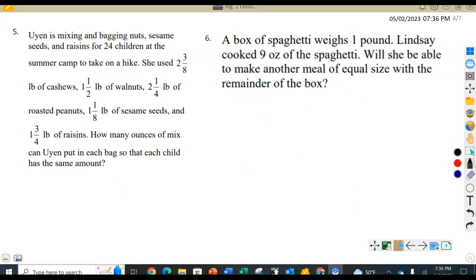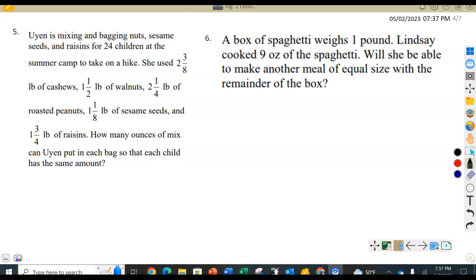All right, the next example. Ewan is mixing a bag of nuts, sesame seeds, and raisins for 24 children at summer camp. She used 2 3/8 pounds of cashews, 1 1/2 pound of walnuts, 2 1/4 pound of roasted peanuts, 1 1/8 pound of sesame seeds, and 1 3/4 pounds of raisins. How many ounces of mix can Ewan put in each bag so that each child has the same amount?